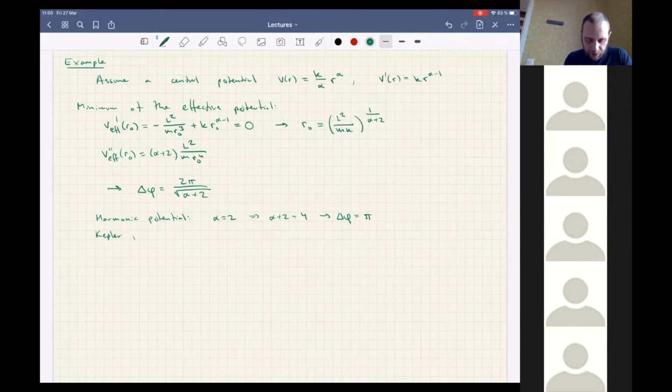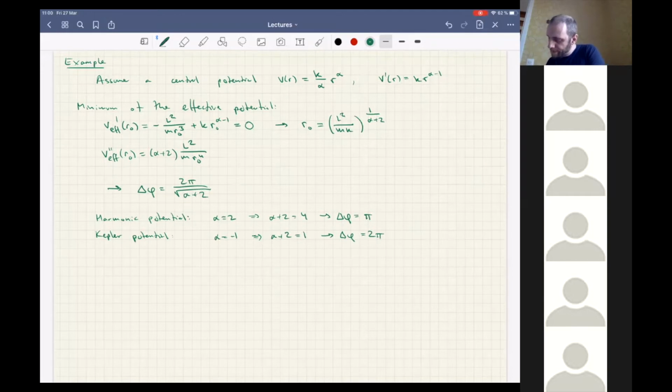Whereas for the Kepler potential, you have alpha equal to minus 1, and that gives alpha plus 2 equal to 1, which gives you delta phi equals 2 pi. So there you have exactly one lap between them.